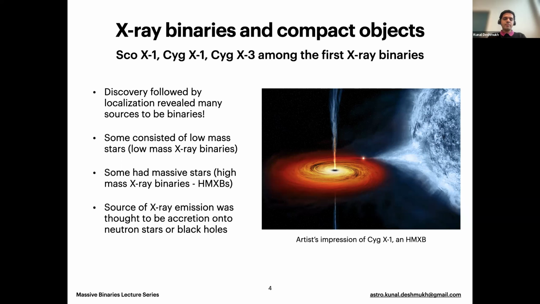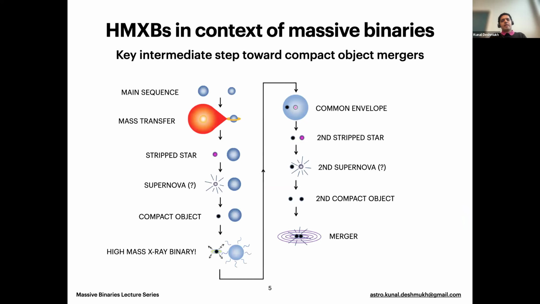In context of massive binaries, if we look at this plot, which we have seen quite a few times already, if we start with main sequence stars, we know that in the massive regime, you can go through mass transfer where you can form a stripped star that can collapse into a black hole.